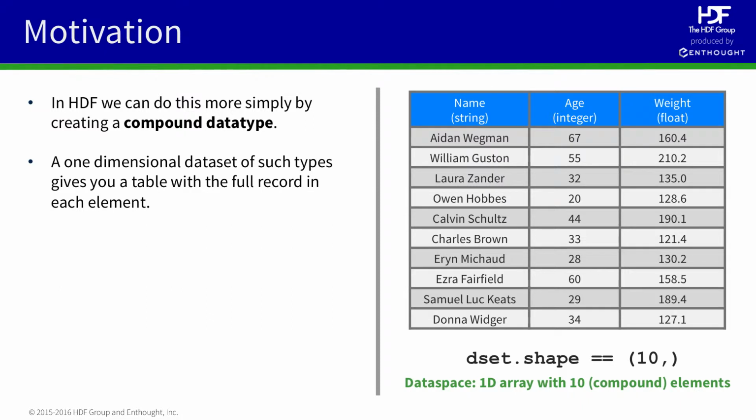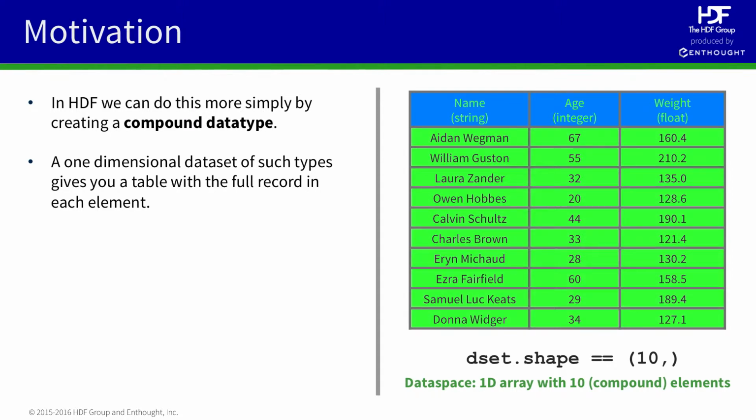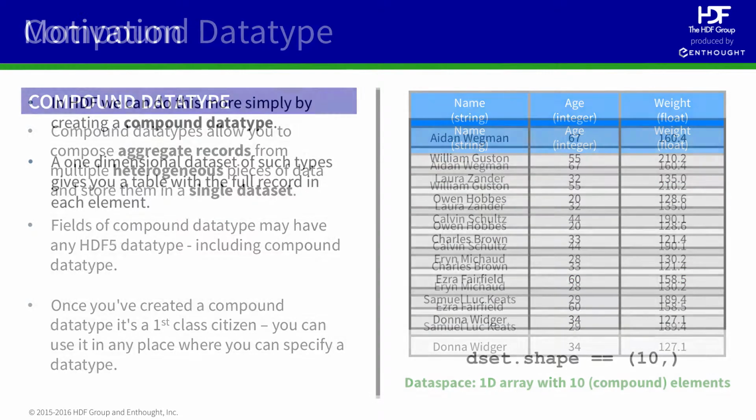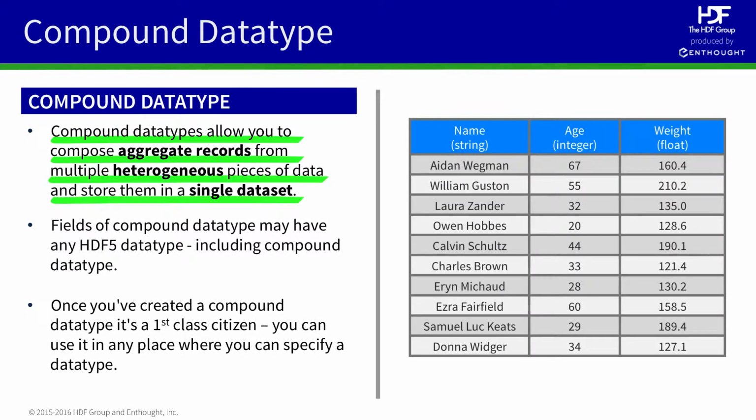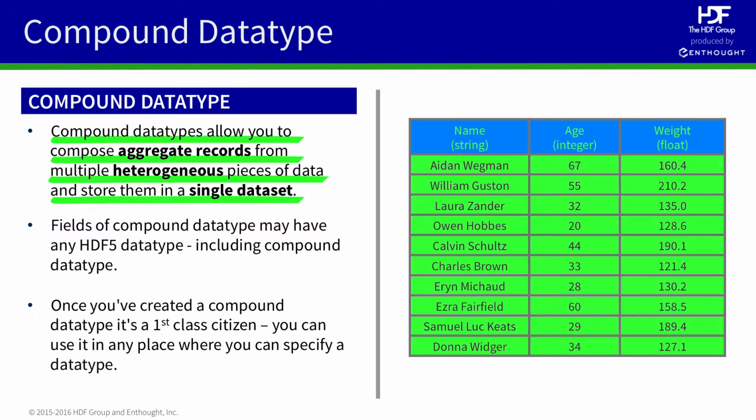Compound types allow you to combine information of different types, for example, strings, integers, and floats, and bundle them together into one record. And for example, a 1D dataset of such types will give you a table with the full record in each element. So in HDF5, compound types are the native way to bundle together information of different types and store them as single elements in one dataset.